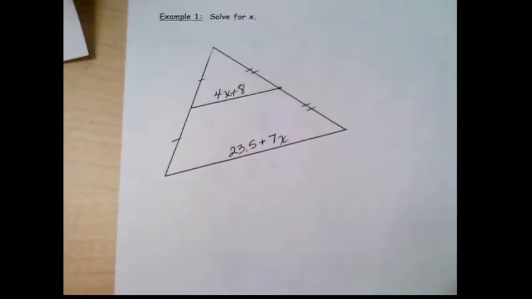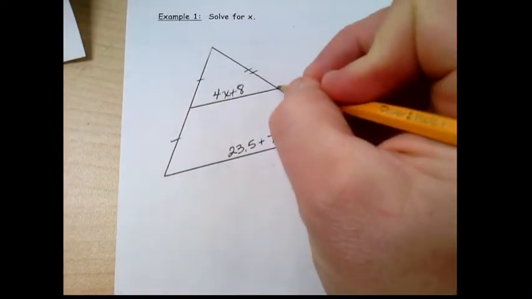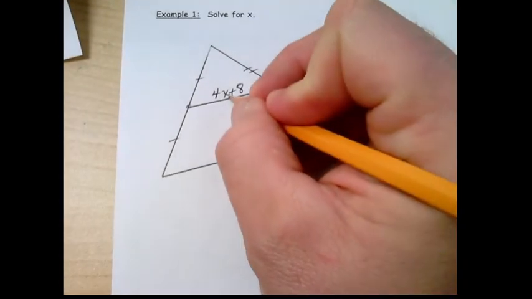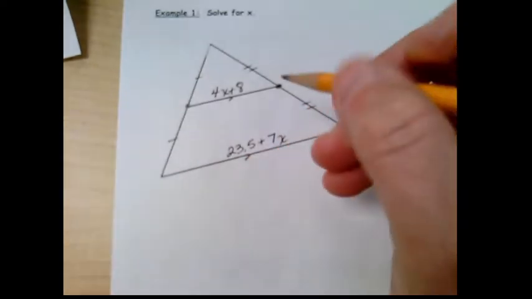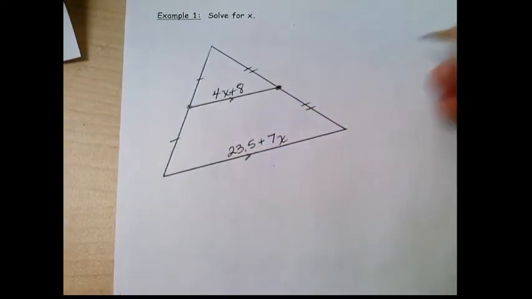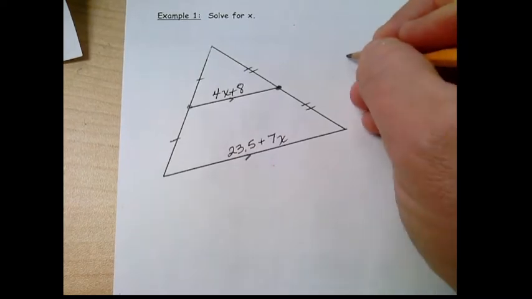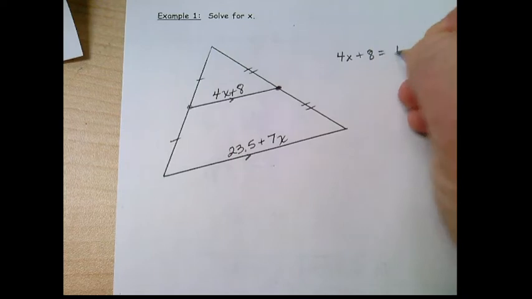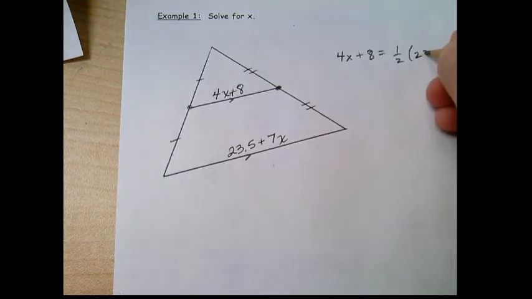So let's go over here to the back side, and I've got a couple of pictures here. First of all, again, this is a mid-segment. It joins the midpoints of the two sides of the triangle. So these are going to be parallel. And I also know that this length here is half of this length here. So I could go ahead and do one of two equations here. I could go ahead and say 4x plus 8 is half of 23.5 plus 7x.